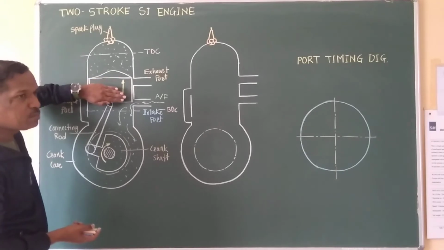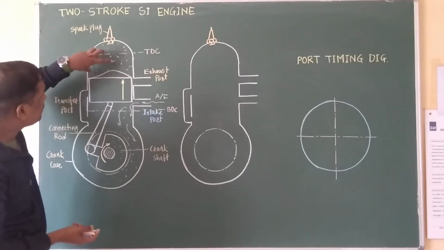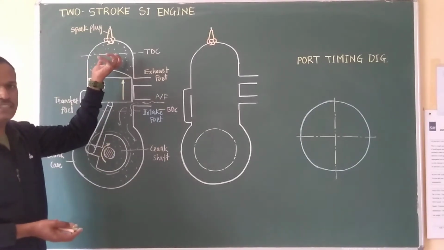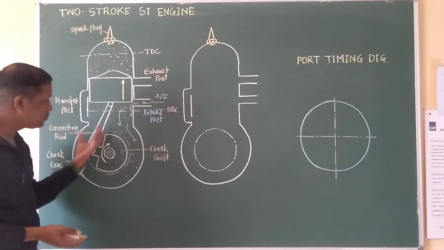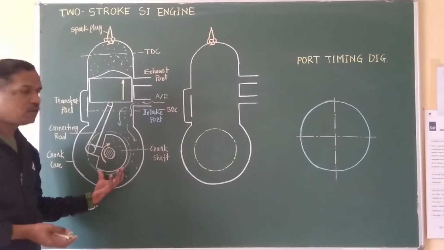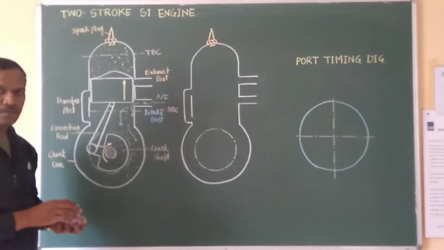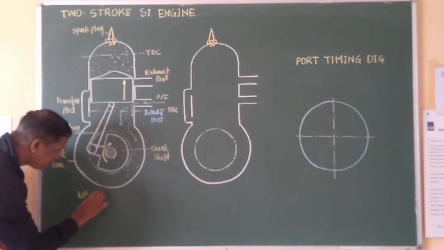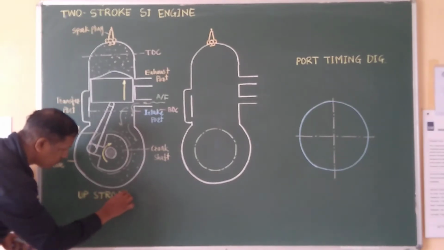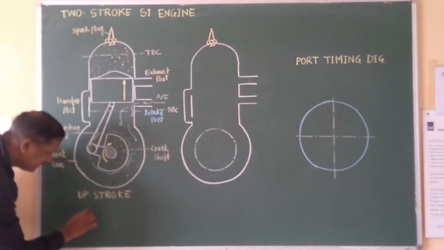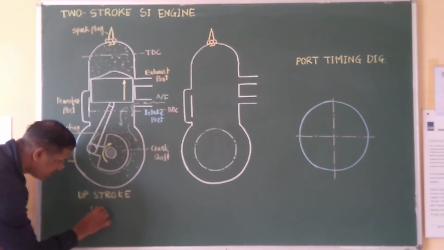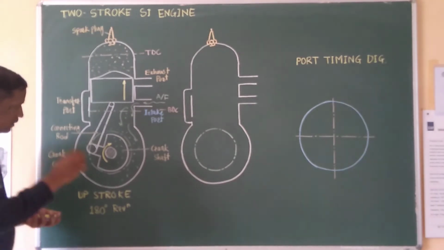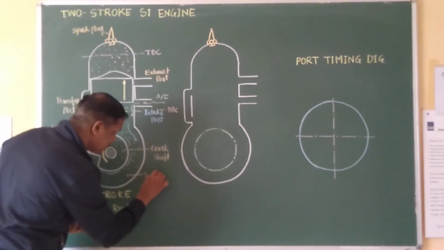Until it uncovers the exhaust port, there is a possibility of increased pressure on the top side charge, so it will squeeze out through the exhaust port. But as soon as the piston covers the exhaust port, this charge gets entrapped. With further piston movement towards TDC, this charge is going to get compressed. So the compression process takes place at this place and the suction process takes place on the bottom side. So this is called the upstroke.